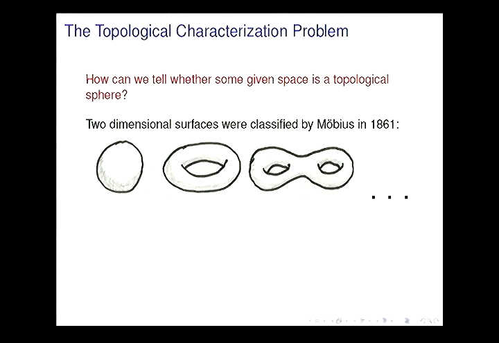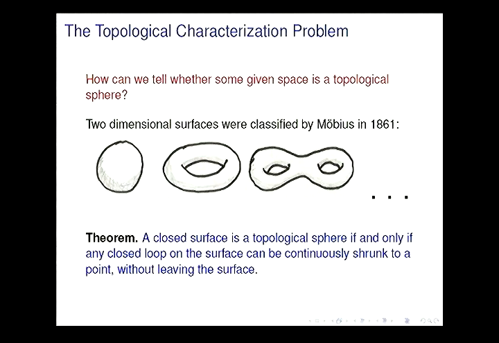So if you look at closed two-dimensional surfaces, there's just a simple list of them, closed orientable. There's the round ball, the round two-dimensional sphere, a donut-shaped surface of a donut, surface of a pretzel, and so on, a pretzel with many holes. Möbius described this list and said it was everything, although it wasn't really proved till much later. But in particular, we have the simple characterization of the two-dimensional sphere.